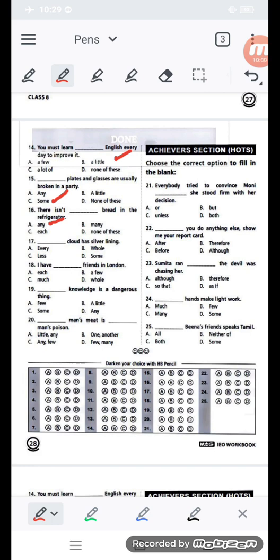Dash cloud has silver lining. Dash cloud has silver lining. Every whole, less and some. Which is the answer? 17 number. It is A. Every cloud has a silver lining. I have dash friends in London. Each, a few, much or whole. 18 number. It is B. A few friends.